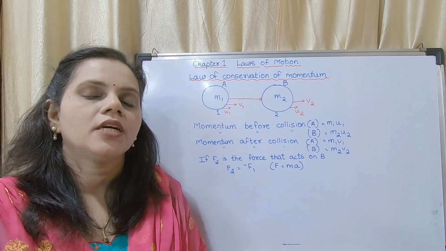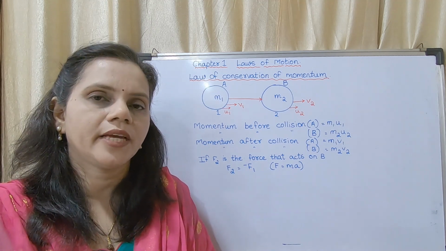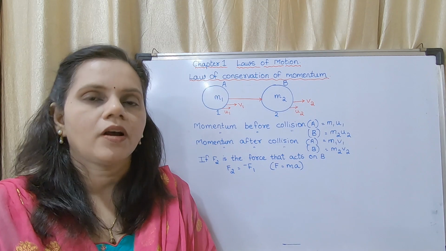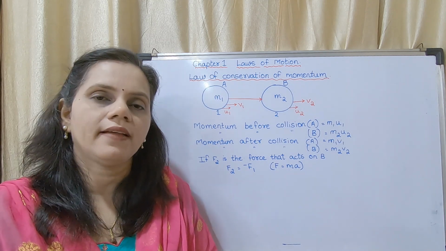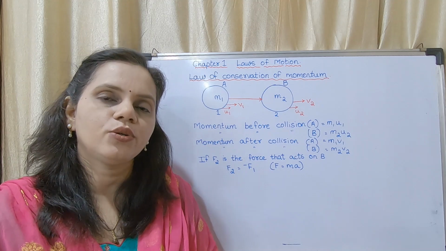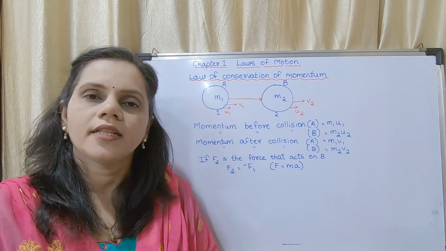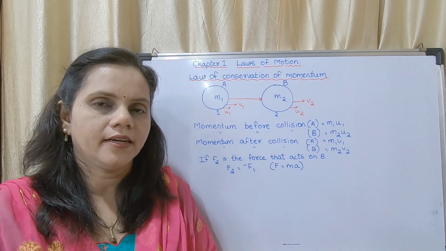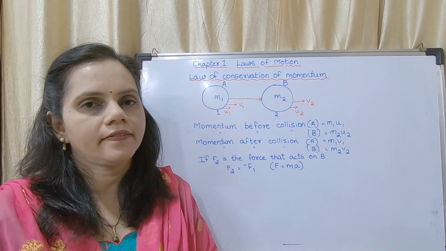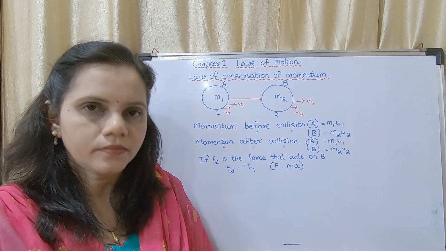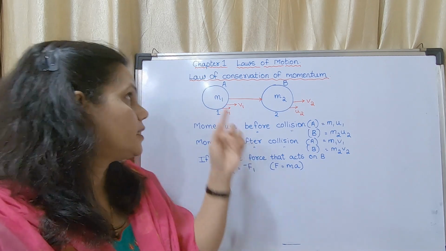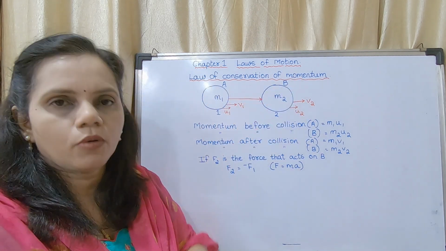I repeat. Suppose there are two objects A and B of mass m1 and m2. Their initial velocities are u1 and u2. They collide with each other. After collision, their velocities will be v1 and v2. Now it is the law of conservation of momentum.